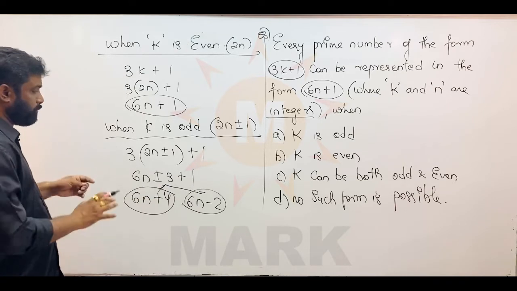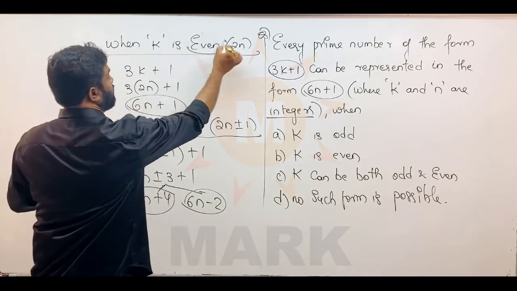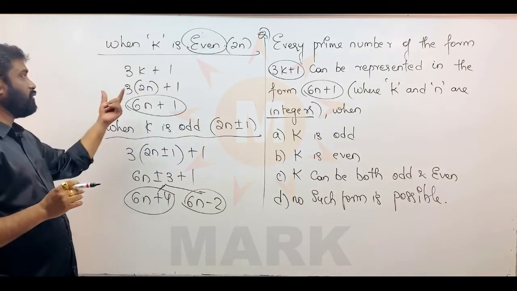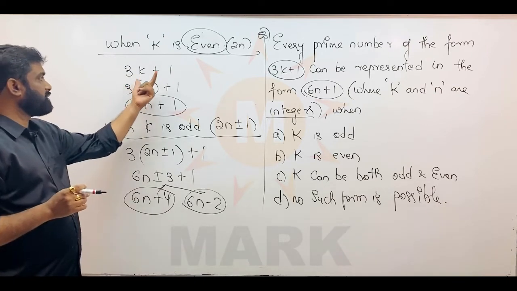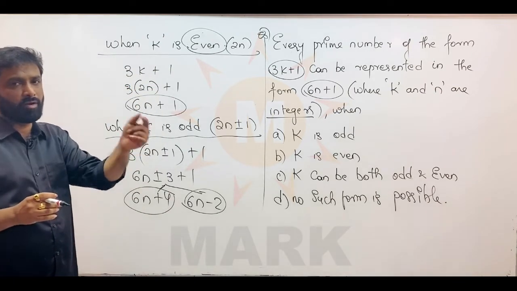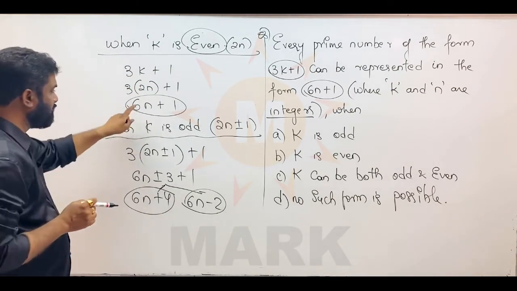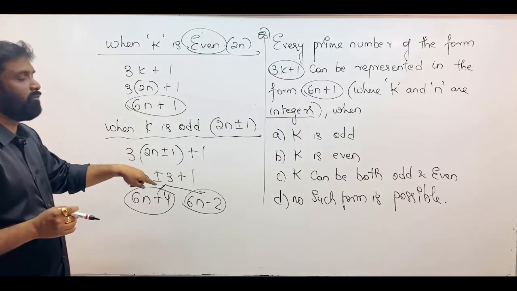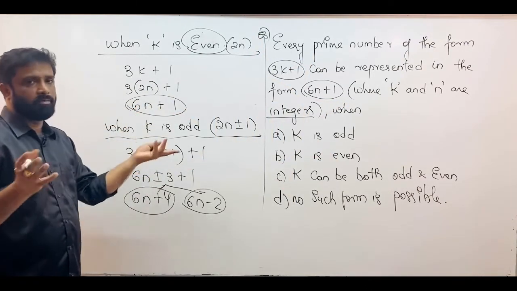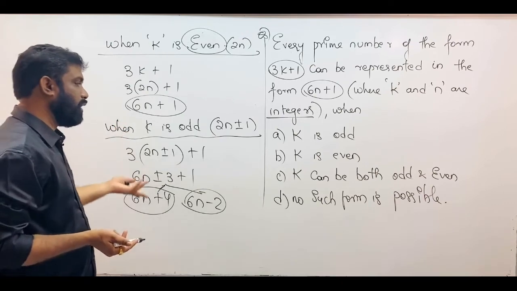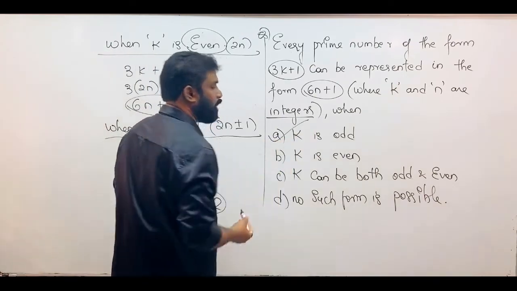So this proves that k should only be even. If you take any prime number and in the place of k you put only an even number, then only we can write that prime number in the form of 6n plus 1. For odd values, the respective form is not coming. So k must be even only. Option A is correct.